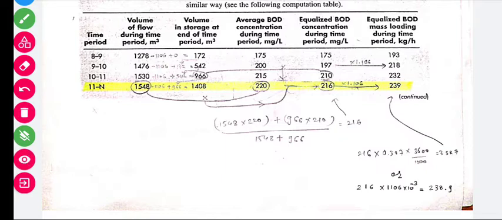I have explained it in a very basic manner, but if you are still not clear, then ask me in the comment section, or you can call me, or you can come to my room. So this is calculated.